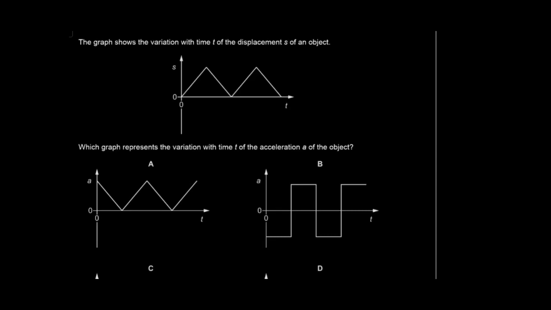displacement s of an object. Which graph represents the variation with respect to time of the acceleration a of an object? So this is the displacement versus time graph. First we need to draw the velocity versus time graph, and we know that the rate of change of displacement with time is velocity. So when we plot velocity along the y-axis and time along the x-axis, the slope of the displacement time graph gives the velocity produced.